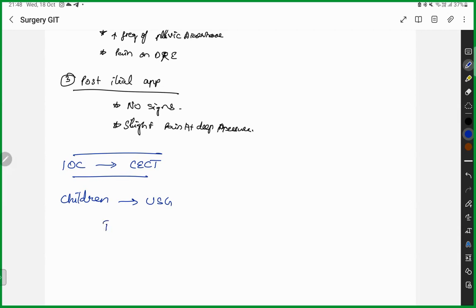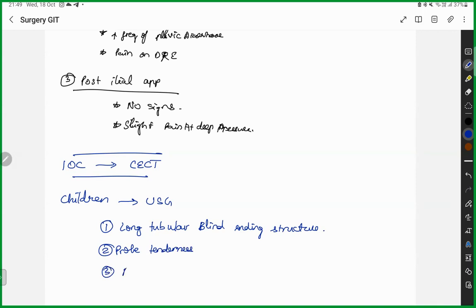On ultrasound, you're going to see 3 things. Number 1, long tubular blind ending structure. That is the first one. Second thing is going to be your probe tenderness. Number 3 is going to be your periappendicular fluid. So these 3 are going to be important points for diagnosis in children.